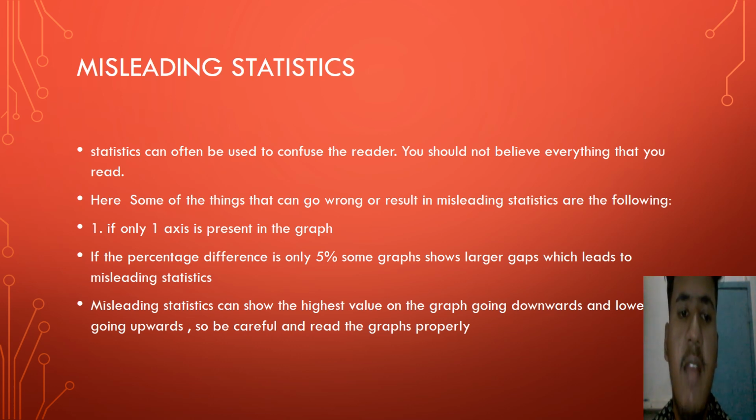Number one, if the graph has only one axis present, either the y or x axis, that is misleading. Second, if the percentage difference is only 5% but the graph shows a large gap, which leads to misleading statistics. Misleading statistics can show the highest value on the graph going downwards and the lowest going upwards, so be careful and read the graphs properly.